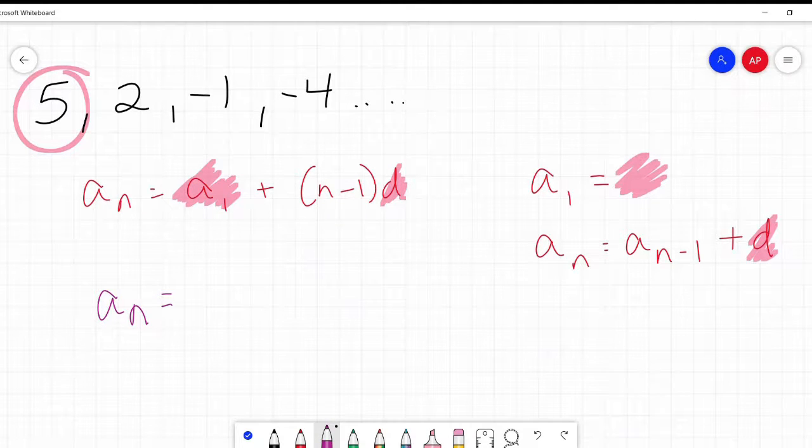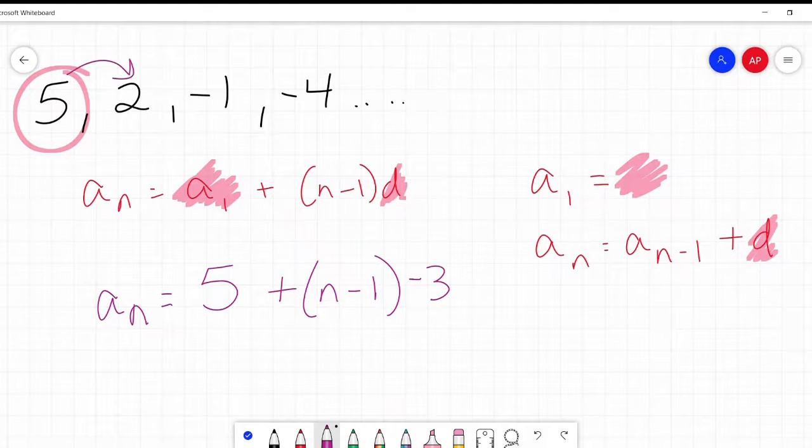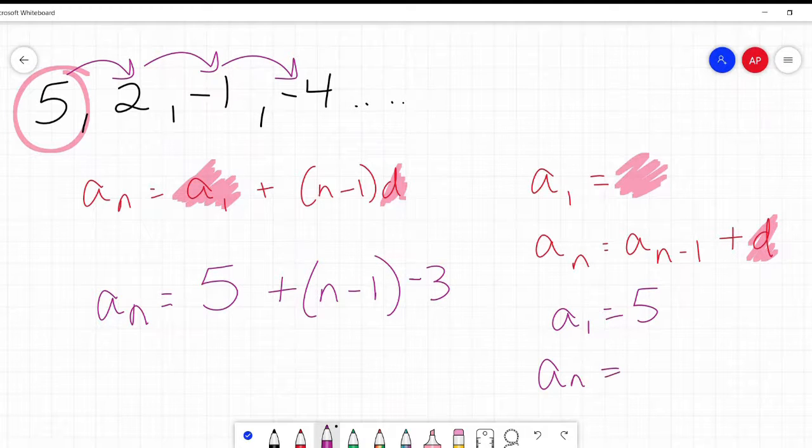So on the left side here, our first term is 5. We leave that n minus 1 alone. And our difference here is negative 3. I'm going down by 3 each time. Over on the right-hand side, a sub 1 is 5. And to get to the next one, you take the previous term and you subtract 3. That's it.